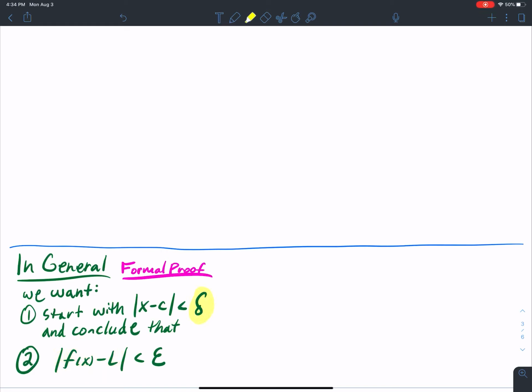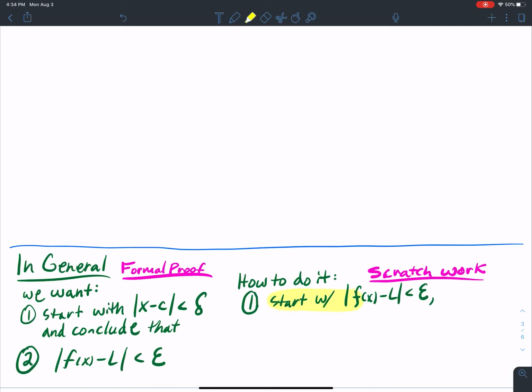Now, this delta here is dependent on epsilon, okay? So how do we actually go about doing this? Well, we need scratch work. We've got to write out the scratch work first so we can figure out, you start with what you want to conclude, and then we work backwards to get to where we start, right? So we start here and we finish here, and we figure out what the delta needs to be in terms of epsilon. That's the scratch work.